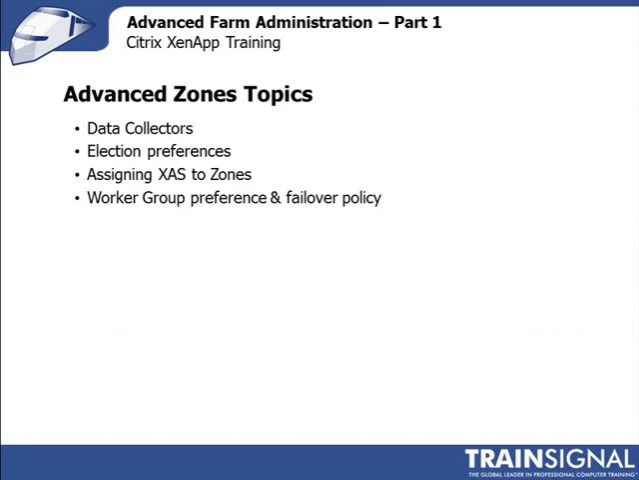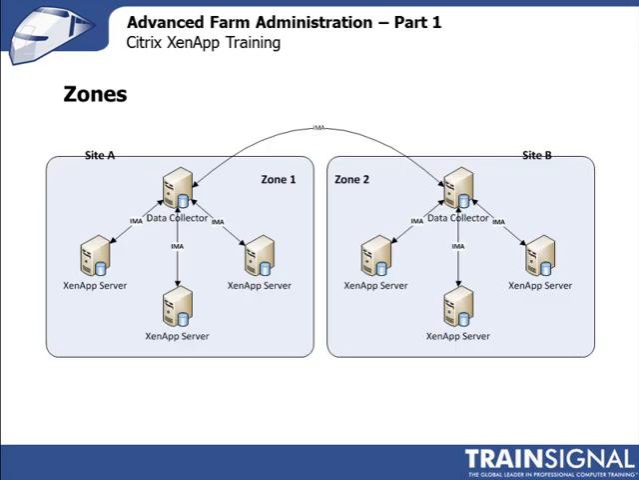Now, by default, when you're installing XenApp, when we went through that exercise, you saw that there was a place where you can assign a server to a zone, or you can create a zone if you wanted to. What I'm going to show you now is, if you wanted to move servers between zones, where do you go about doing that? Then we're going to talk about worker group preferences and failover policy. Now, for those of you that are familiar with XenApp, you'll know that this used to be zone preference and failover policy. Let me go back to my graph for a second here.